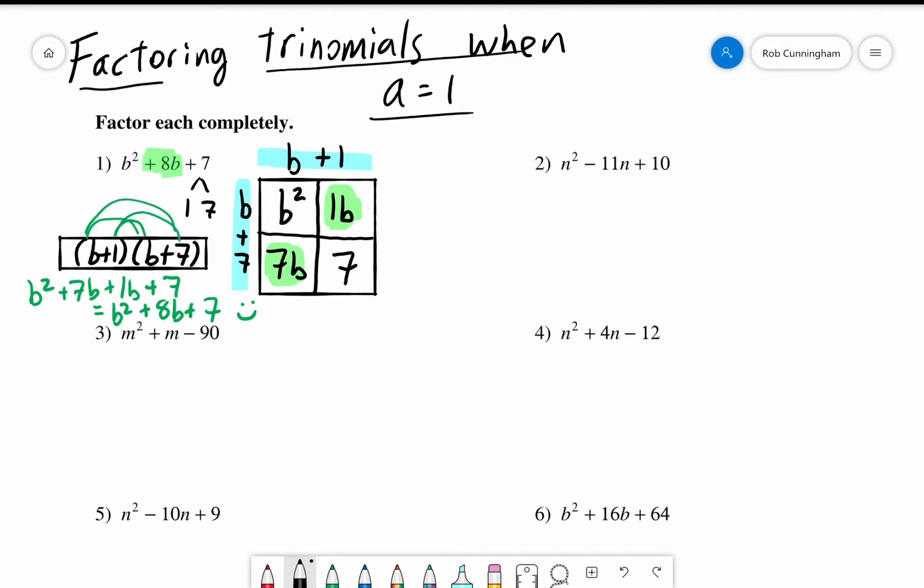Alright, problem number 2. Now, skipping the diagram, but continuing to use the same technique. I need 2 numbers that multiply to make 10 and add to make negative 11. Alright, well 10 is 1 times 10, and if I make both of those negative, negative 1 times negative 10 is positive 10, and negative 1 plus negative 10 is indeed negative 11. Now again, if we were doing the general trinomial formula, we would split the middle term and move forward from there, but because we have a equals 1, because this lead coefficient is 1, we have the luxury of just moving on straight to the final answer. n minus 1 times n minus 10.